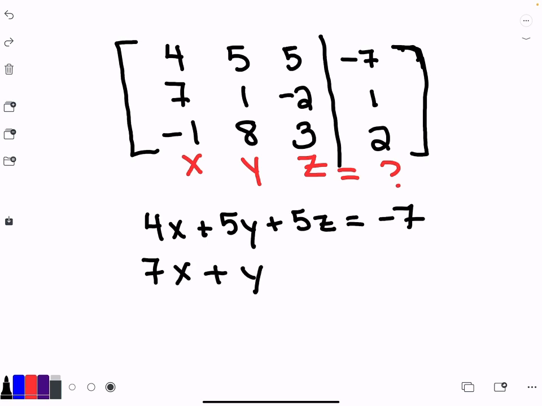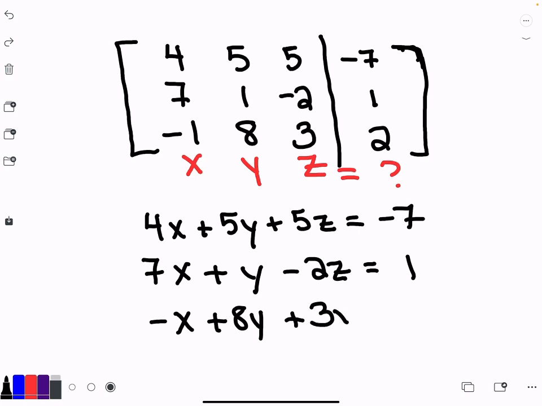7x plus y minus 2z is equal to 1. Negative x plus 8y plus 3z, almost made a mistake, 3z is equal to 2. Okay, so that's what you would do to change this into a system.